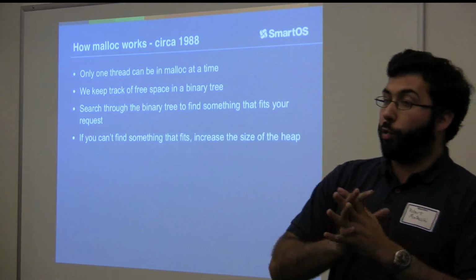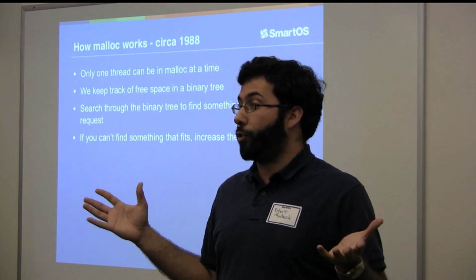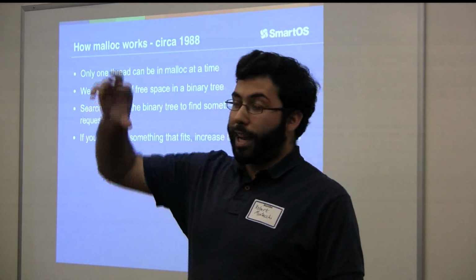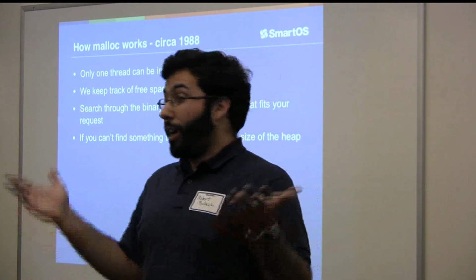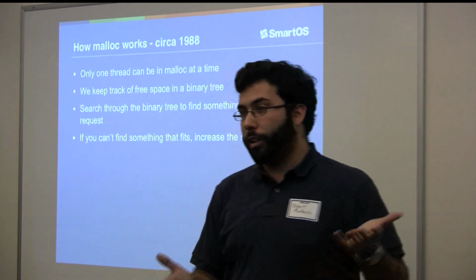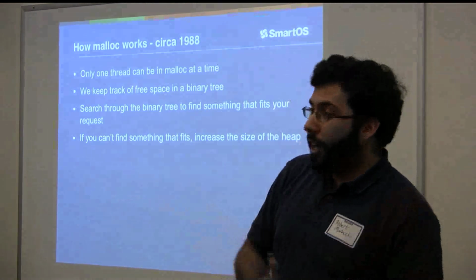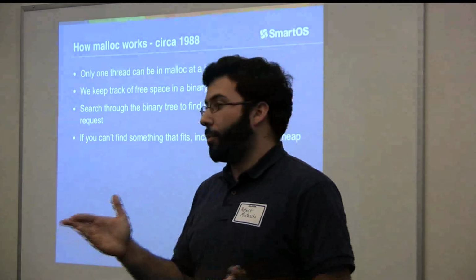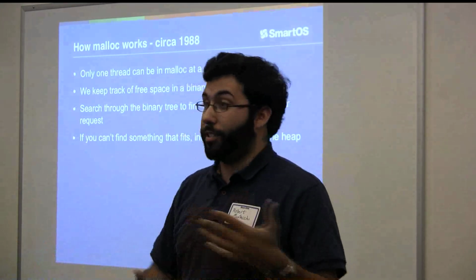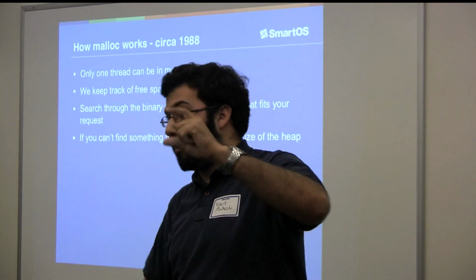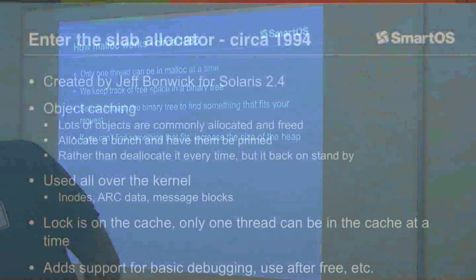Then we basically array all of the different chunks of memory we have in a traditional, simple binary tree. We search that binary tree to see if we can find something that matches our size. If we find it, great: we remove it from the tree, return the pointer back to the application, unlock, and we're done. If we don't find it, we go to the operating system and ask it for more memory. This is sometimes where you see ps start to bump itself up.